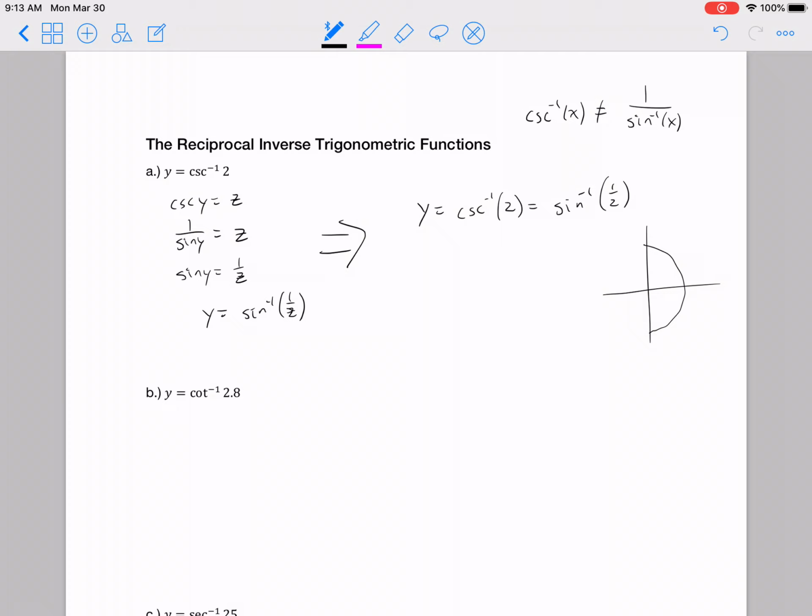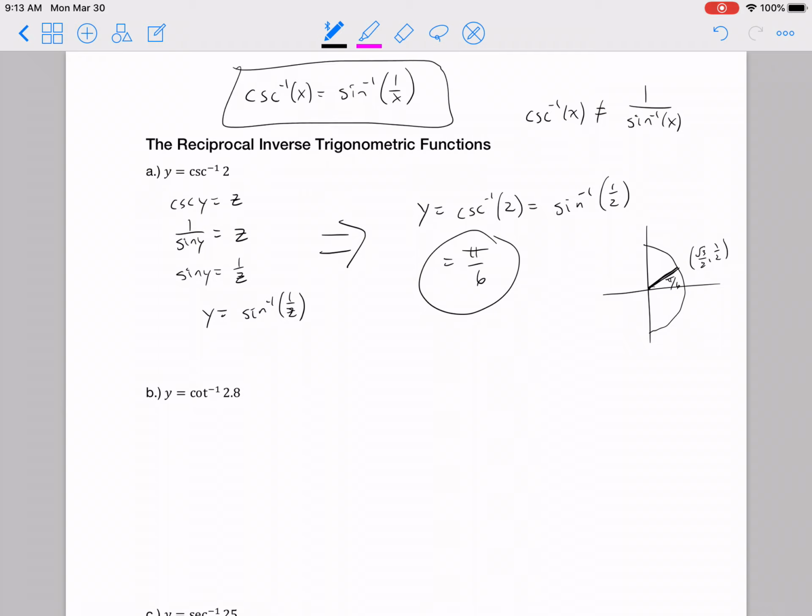Again, sine restricts us to that right-hand side, and 1/2 occurs at square root of 3 over 2, 1/2, and that's at pi over 6. All right, like I said, you really got to know your unit circle if you didn't know it already. So that's at pi over 6, and there's our answer. Okay, so just remember that what you're doing is basically saying that the arc cosecant of x is equal to the arc sine of 1 over x, that kind of thing. Okay, this is what you're interested in doing.